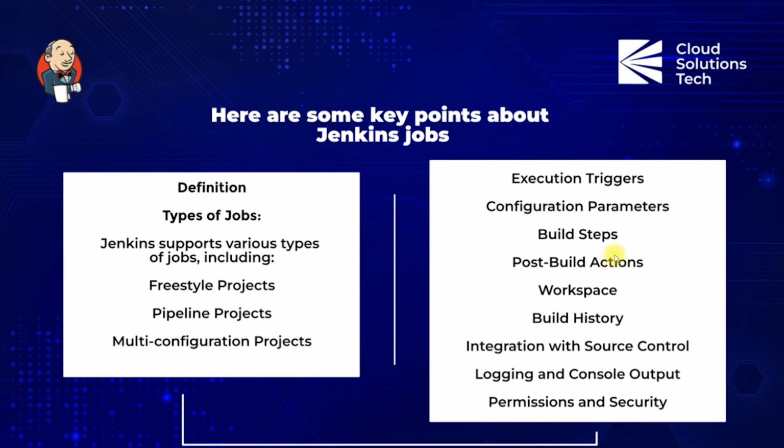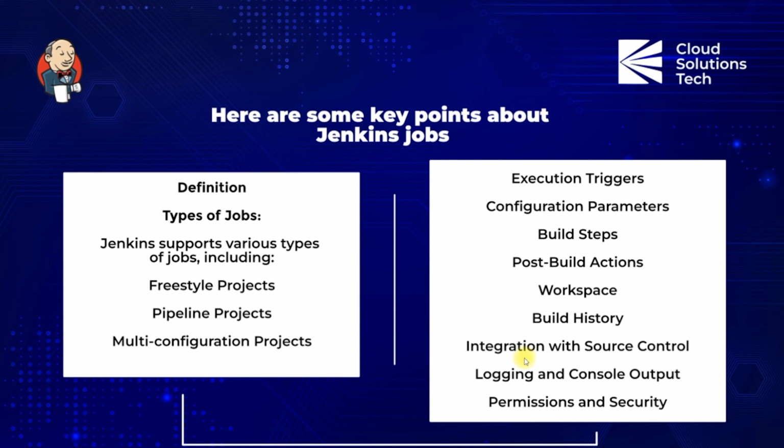And then we have the workspace. Each job has its own workspace where it performs its tasks. The Jenkins workspace is a directory on the Jenkins master or agent where the jobs can store files and data. And then the build history. Jenkins maintains a build history for each job, allowing users to review past builds, view the console output, and analyze trends over time.